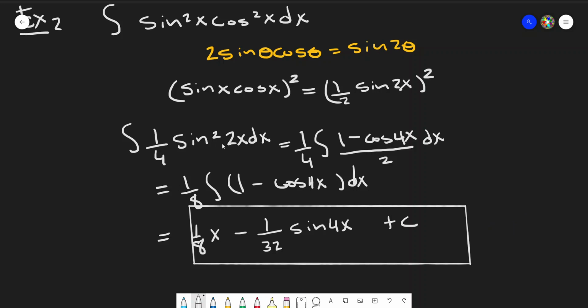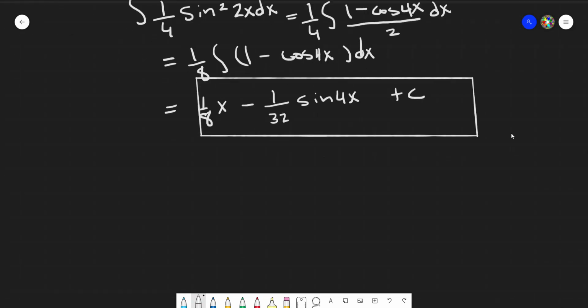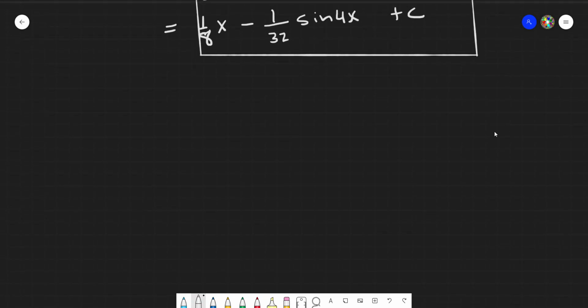Keep in mind that there are reduction formulas for sine squared that you've seen in class before. And of course you can use integration by parts as well. So I'm just letting you know that there are different methods you've probably seen already that can be implemented.